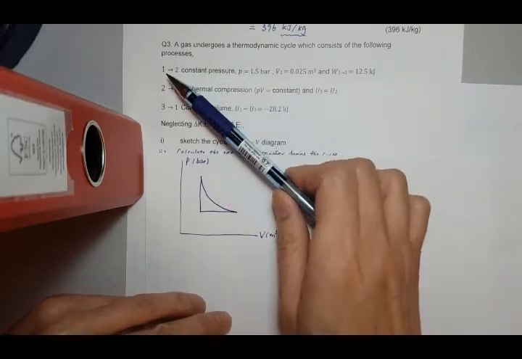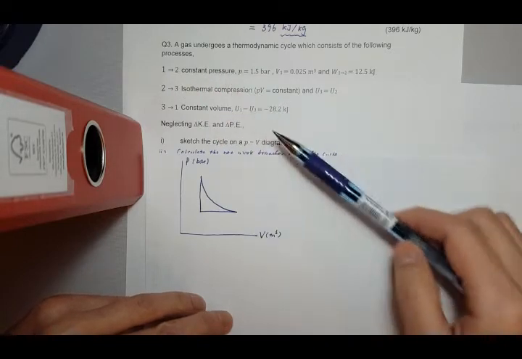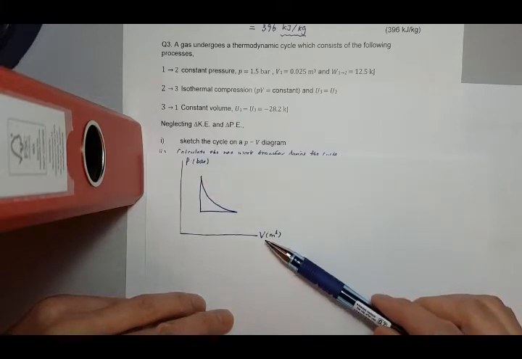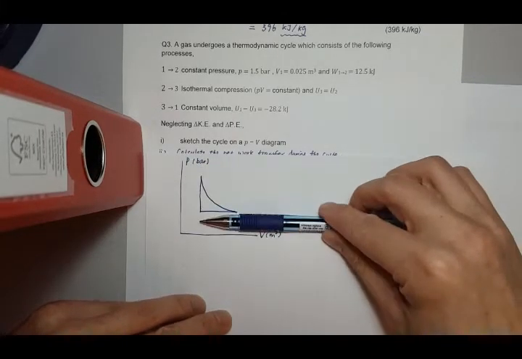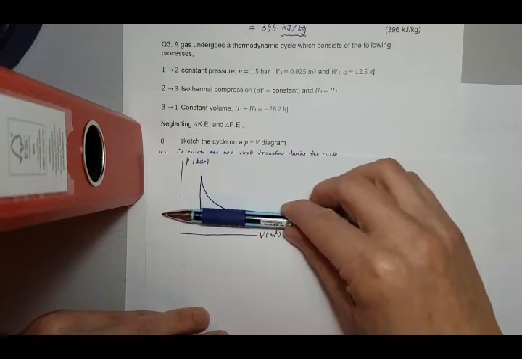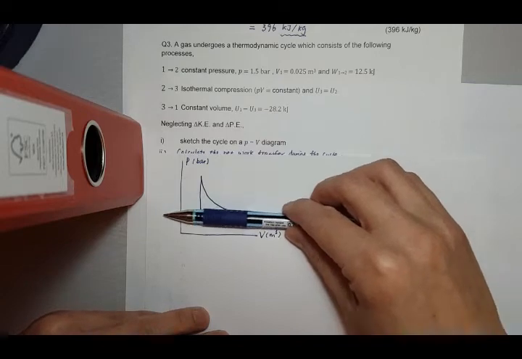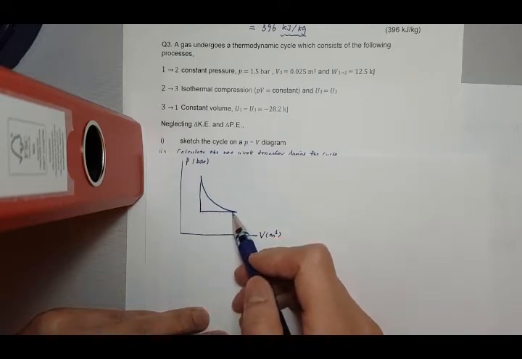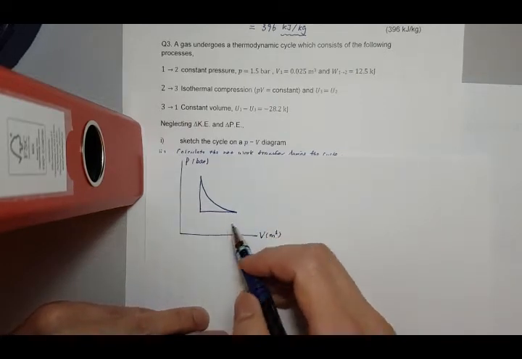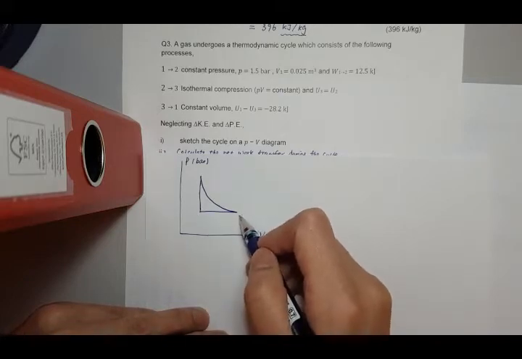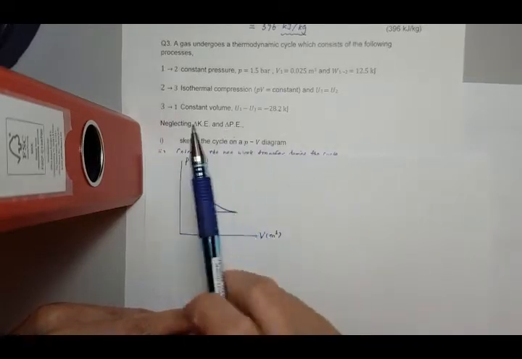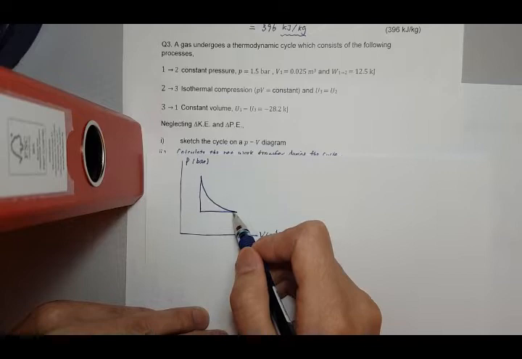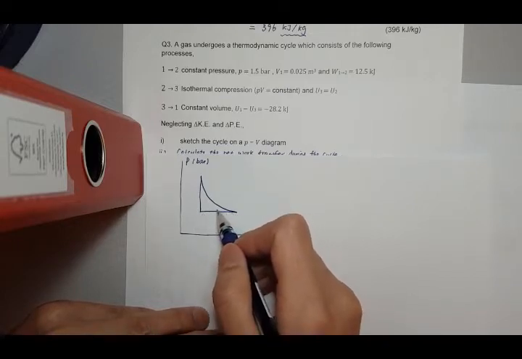The first one, 1 to 2, is constant pressure. Because we plotted the y-axis as P and the x-axis as V, constant pressure has to be a horizontal line. On this line, all the pressure has the same value. So this constant pressure process has to be a horizontal line like that. We just need to find out if this is 1 or if this is 2. For any process we know this is constant pressure, but it may go to the right or it may go to the left.